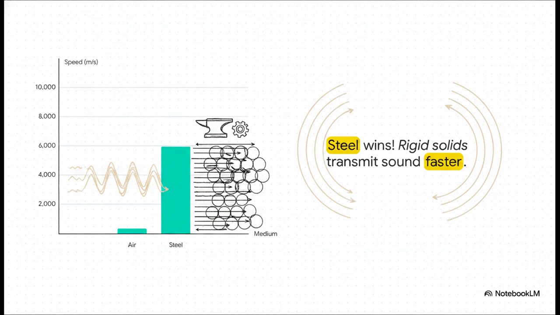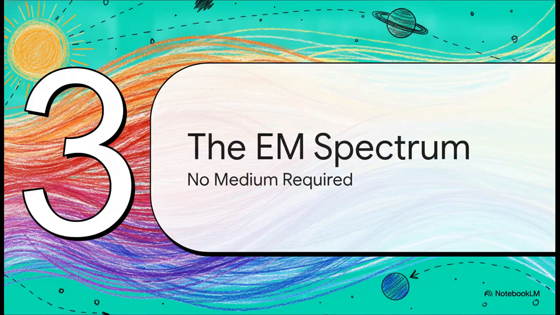Sound is a longitudinal wave, which means it's made of compressions and rarefactions. Because the particles in a rigid solid like steel are incredibly tightly packed and highly resistant to being compressed, they bounce back instantly. This transmits those vibrations super fast. To put that into perspective, the speed of sound in the air around us is roughly 331 meters per second. But in steel, it rockets all the way up to 5,960 meters per second. Not even close.